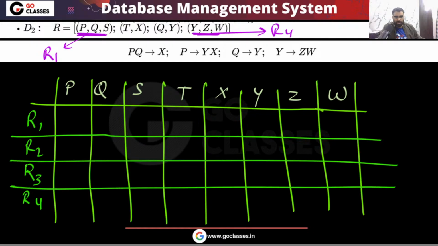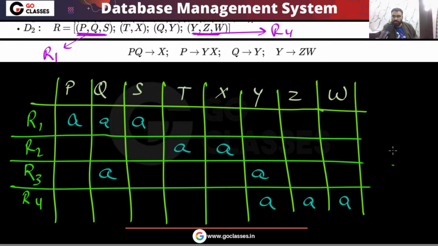Okay. Now the next step: for every sub-relation, under its attributes, we will put the A entries. R1 is PQS, so I will put A entries here. Next, what is R2? R2 is TX, so I will put A entries here. R3 is QY. And what is R4? That is YZW. So very simple, this is the matrix that we got.